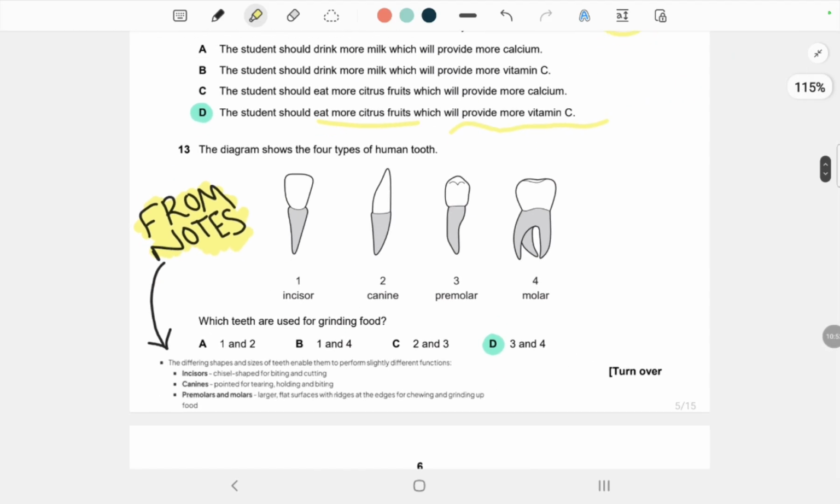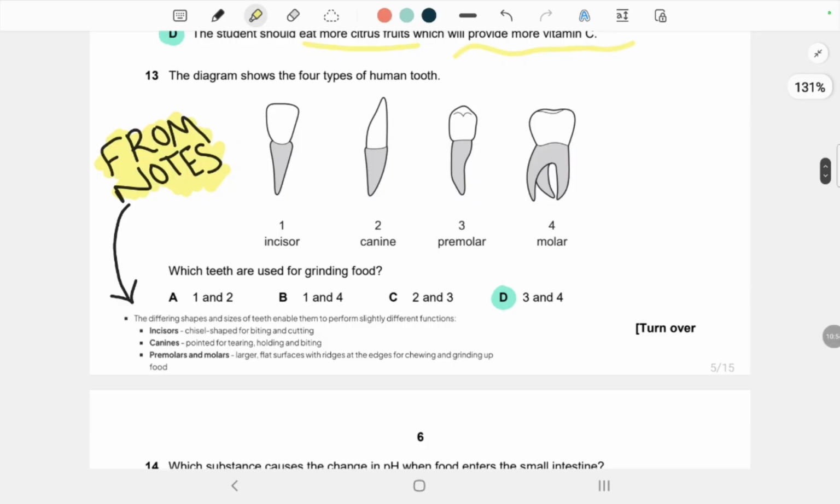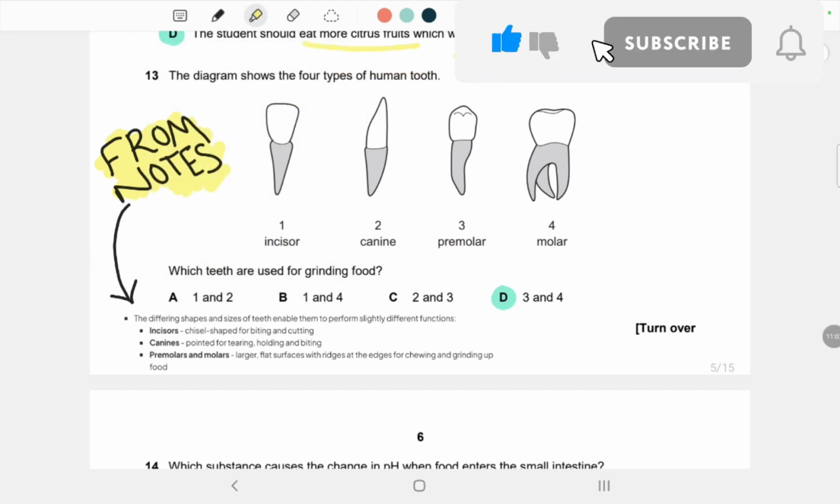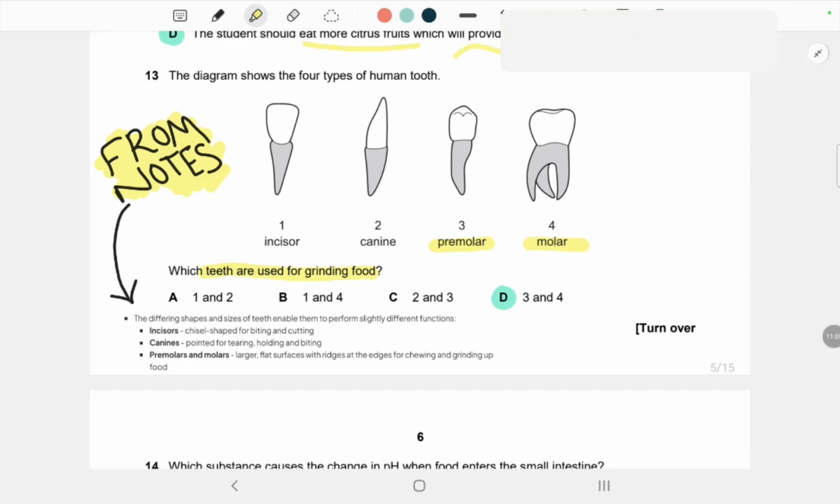Okay, now moving on to question 13, which is really basic and very easy. The diagram shows the 4 types of human tooth. It's asking which teeth are used for grinding the food. Grinding the food is of course premolar and molar. And how can I remember them? I can remember them by the word molar. Anything like molar is a brother, and it has another brother, which is premolar. So both are brothers in grinding and crushing food.